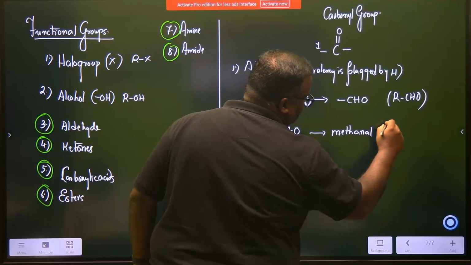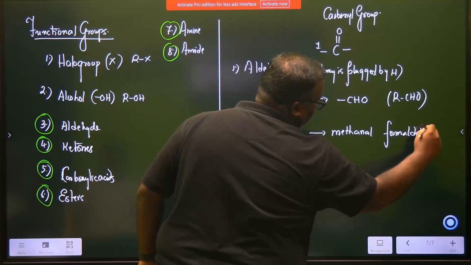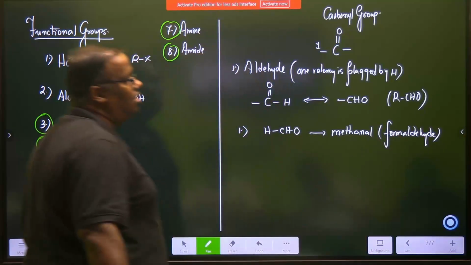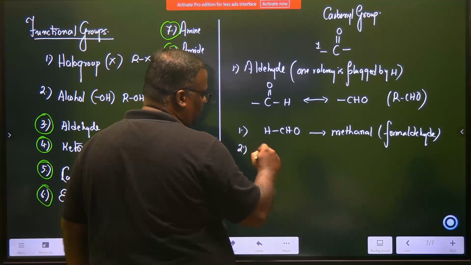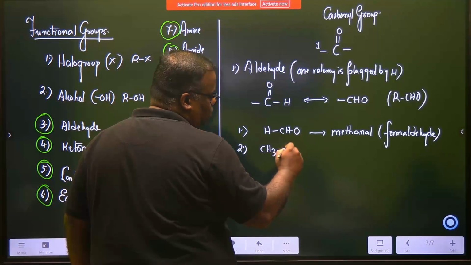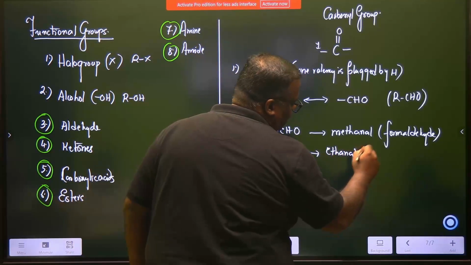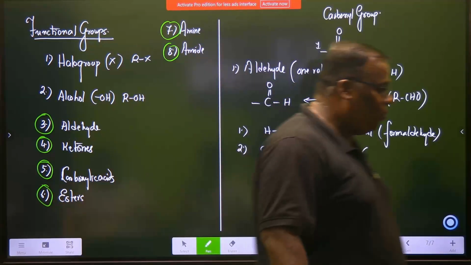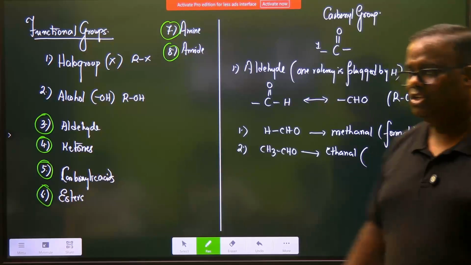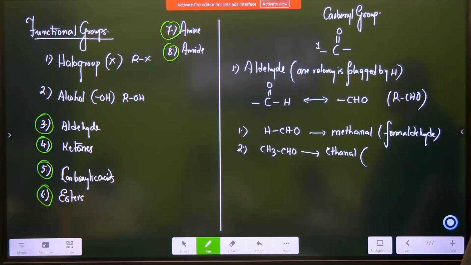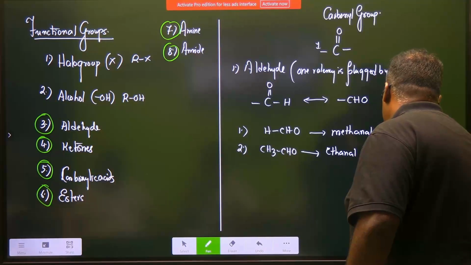Methanal, trivial name formaldehyde. The second member of this family will be known as CH3CHO, which is ethanal. Trivial name will be... CH3COOH. What is the acid? Ethanoic acid or acetic acid. So CH3CO is an acetyl group, so this will be known as acetaldehyde.